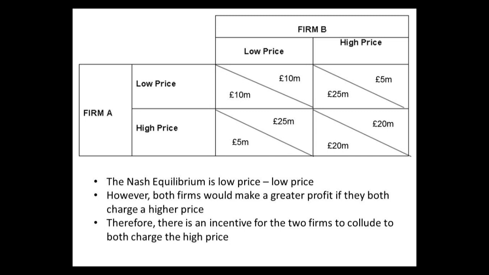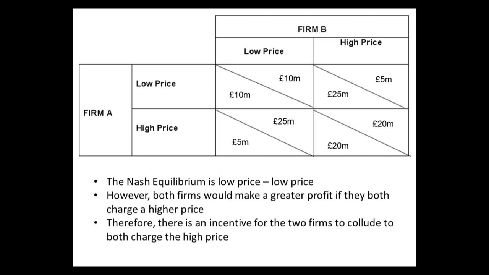That might include covert collusion, so secretly agreeing to both charge the higher price, because both firms will make a higher profit as a result, 20 million rather than 10 million. That's the way we use game theory in exams, to show that the Nash equilibrium is the low price, but that both firms will benefit from collusion. This game helps to explain why collusion might occur.